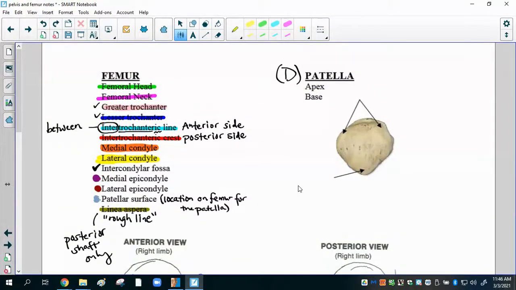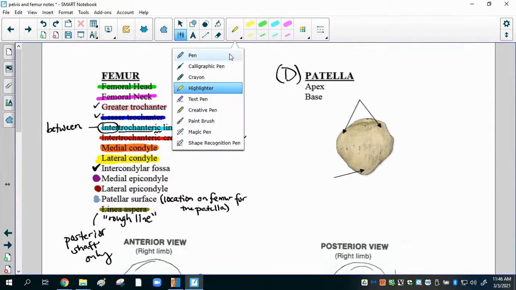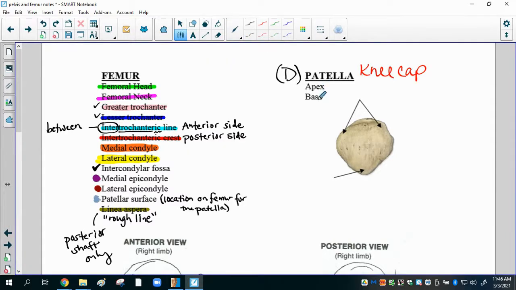Okay, let's finish up with our patella. The patella is the kneecap, and it has two parts. Now, we need to be really careful with this because we automatically assume the base is at the bottom, but that is the larger spot. The apex is the point, or like the peak. So that means this side, this pointy side, is the apex, and that faces distally on the kneecap, and this part up here is the base.